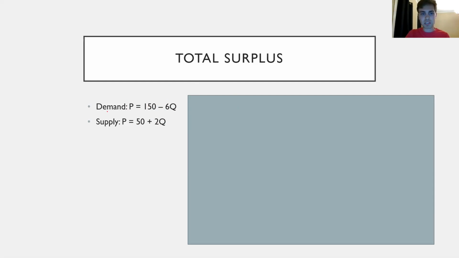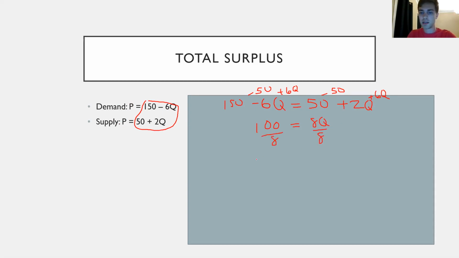Okay, so let's first find our equilibrium price and quantity. To do that, I'm going to set these two prices equal. So in other words, 150 minus 6Q is equal to 50 plus 2Q. We can subtract 50 on both sides and add 6Q on both sides. And that will give us 100 on the left and 8Q on the right. If we divide by 8 on both sides, that'll give us a quantity equal to 12.5.